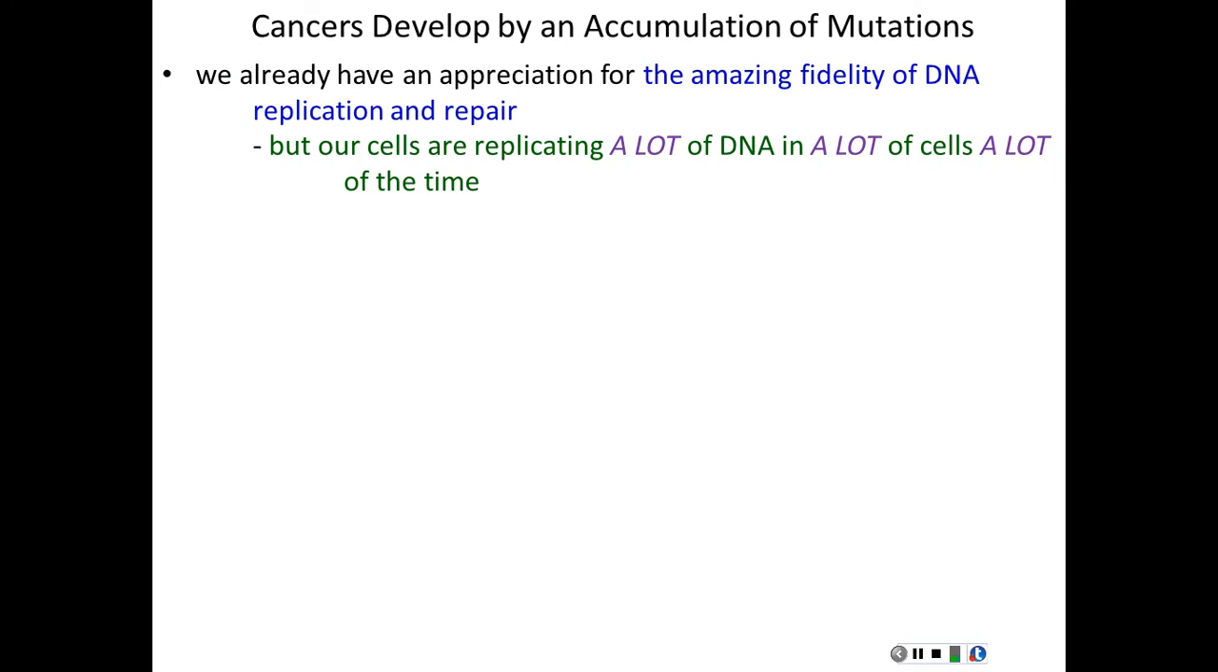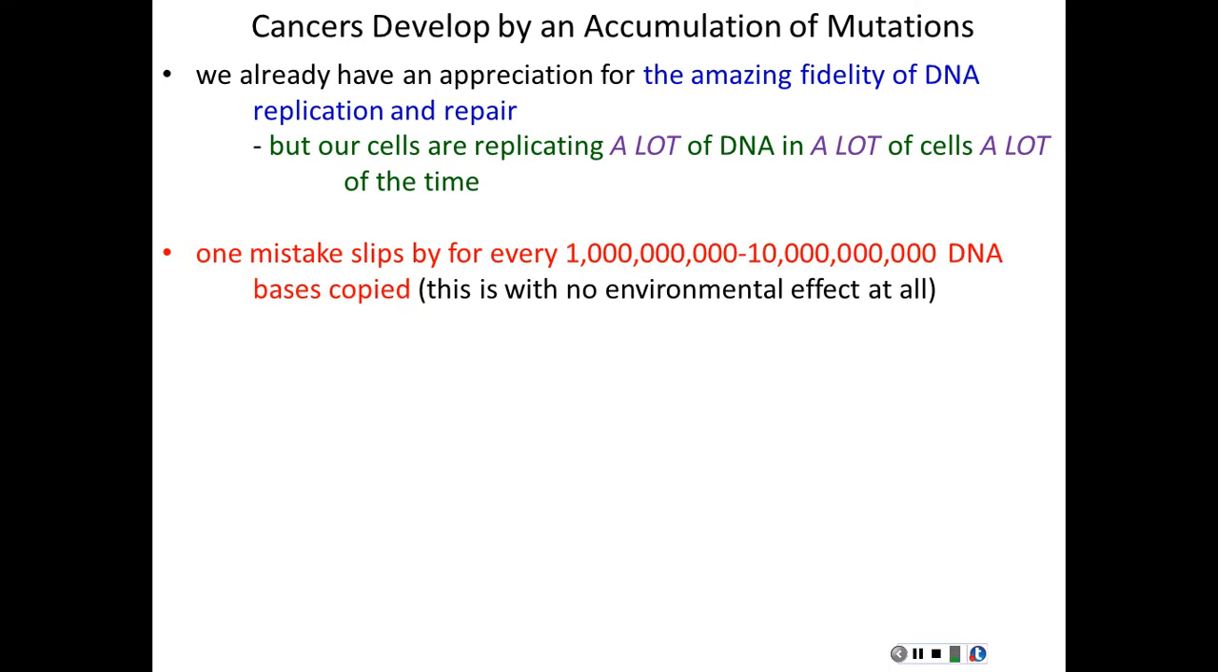We already have an appreciation for the amazing properties by which DNA can fix itself while it repairs and replicates, but our cells are replicating a lot, and there's a lot of DNA in those replicating cells, and that DNA is replicating in those cells a lot of the time. We've got trillions of cells replicating billions of bases of DNA often. We talked about the error rate of DNA replication a while back. We said that one mistake slips by for every 1 to 10 billion DNA bases copied. That's the spontaneous rate of DNA polymerase mutation or mistake. This was the mutations that were fixed by DNA mismatch repair. This is with no environmental effect at all. This is the cell humming along optimally.